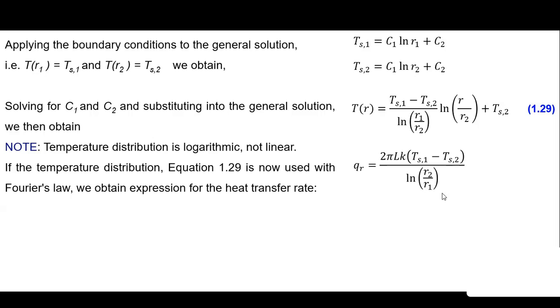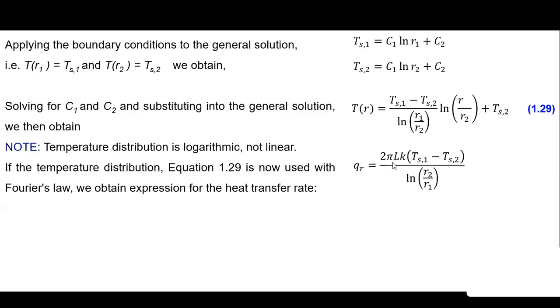Now you can see that there are many common things in the equation obtained for the cylinder and for the plane wall. In both the equations, you might observe that Ts1 minus Ts2, that is delta T, is present and it is in the numerator. Conductivity is also in the numerator. And then there are some geometrical parameters. In this case, natural log of R2 upon R1, and in the numerator it is 2 pi L.